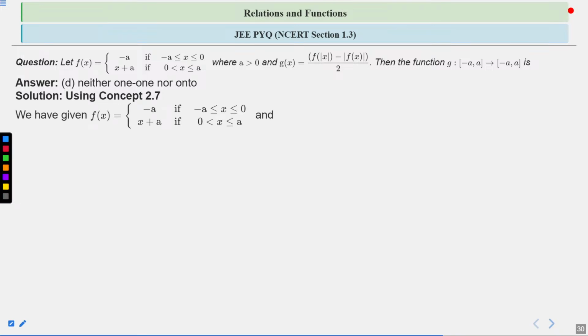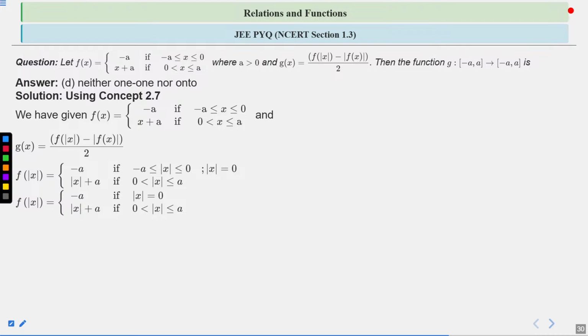We are given a function f(x) equal to -a when x is between -a and 0, and x + a when x is between 0 and a. So g(x) can be written as (f(|x|) - |f(x)|)/2. So what will be f(|x|)? f(|x|) will be -a if |x| is equal to 0, and |x| + a if |x| is between 0 and a.